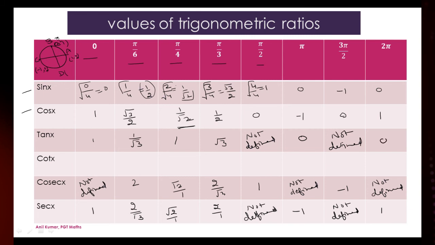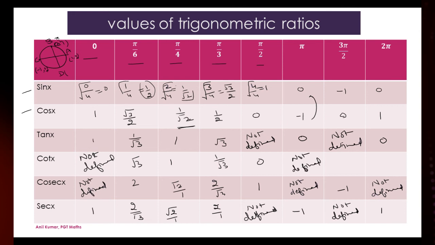So cot x will be cos by sine, so 1 by 0 will be not defined, and if I divide them, then cos by sine will become root 3, 1, 1 by root 3, and 0 by 1 will become 0. And when it is minus 1 by 0, cos by sine, if I do it, it will be not defined.